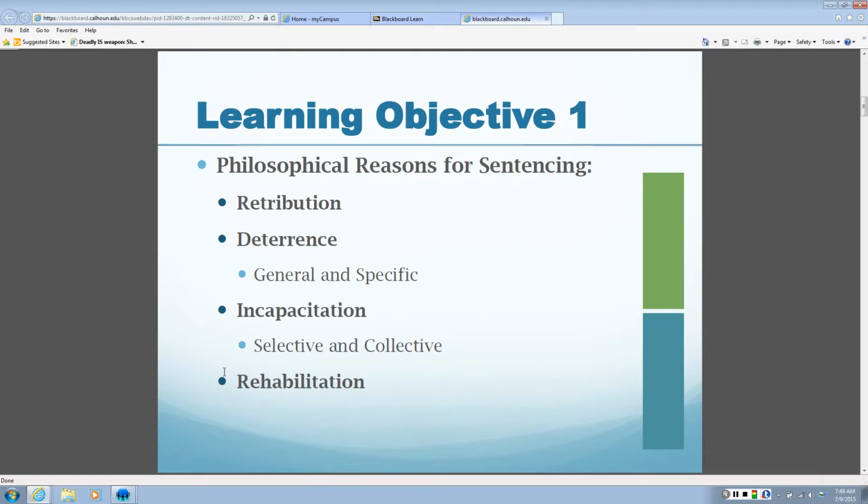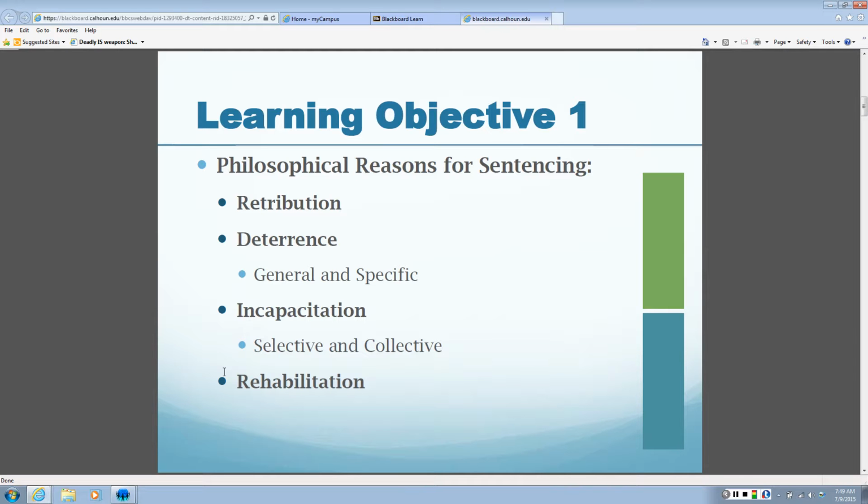Another one is deterrence. Basically, deterrence suggests to us that if we punish one person, and we punish them severely enough, they themselves will not break the law again. And that is called specific deterrence. We're keeping that one individual offender from breaking the law again because we are punishing them severely and swiftly and certainly enough that it makes them think about breaking the law ever again.